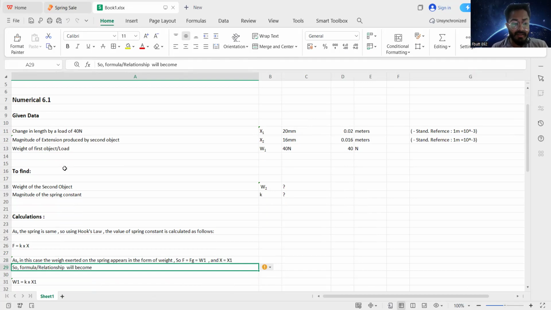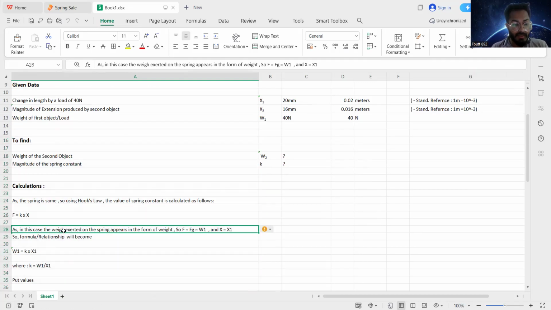And as in the case, the weight exerted on the spring appears in the form of weight. So the applied force, the external net force, is equal to the gravitational force acting on the spring due to the load, which is equal to the weight of the load. In this situation, the change in length is denoted by the symbol x1, because that is situation number 1. So the change in length x is denoted by x1 to differentiate it from the second situation, which is x2.